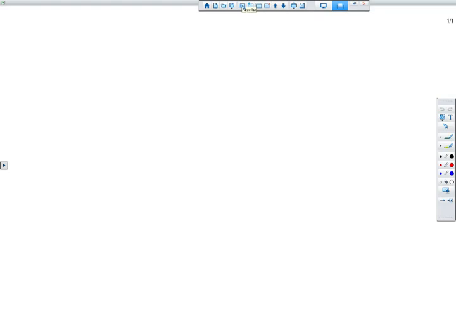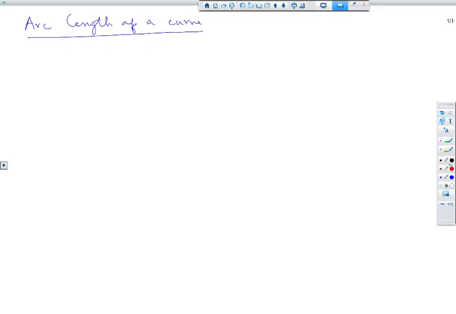In this lecture we are going to find the arc length of a curve. So, arc length of a curve. For example, let's look at a situation where you have a graph.